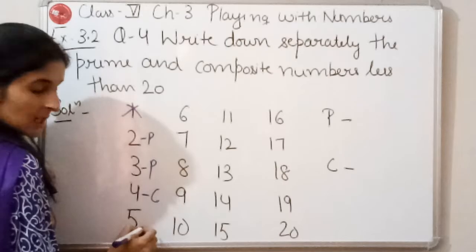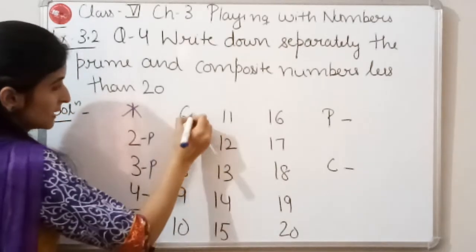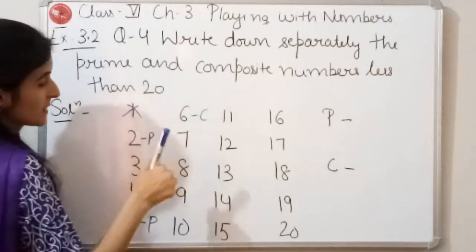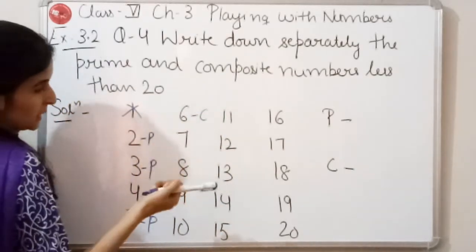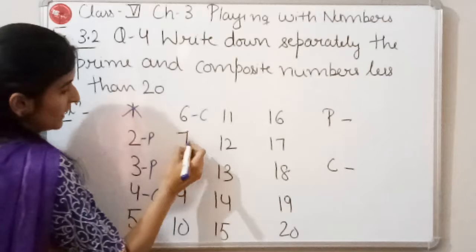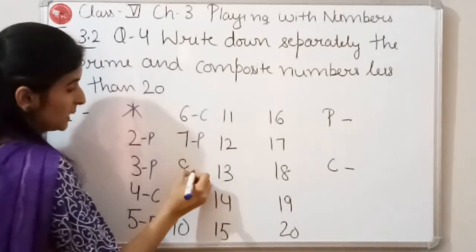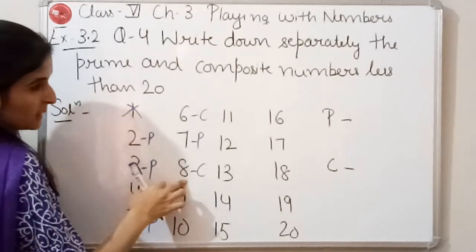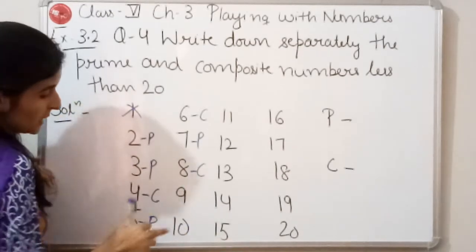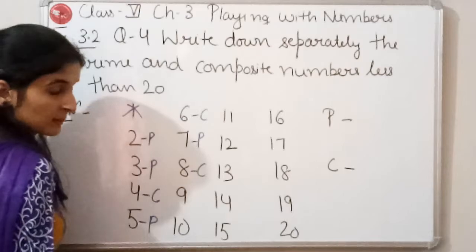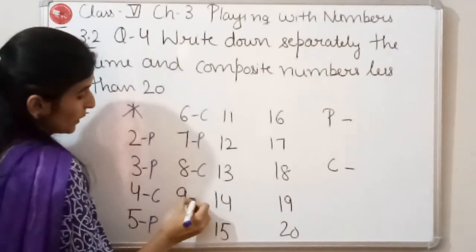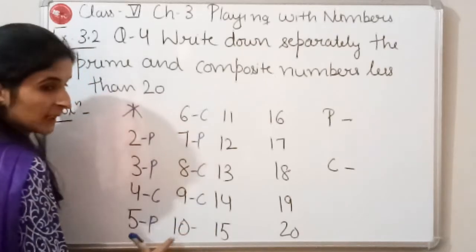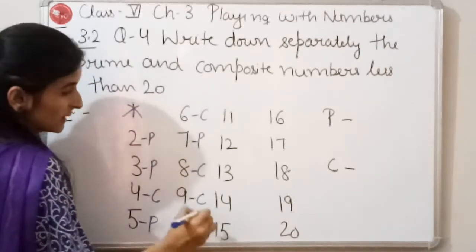5 is again a prime number. 6 is a composite number because it is divisible by 2 and 3 both. Okay. Then 7 is a prime number. 8 is a composite number because it is divisible by 2 and 4. Then 9 is divisible by 3. So it is a composite number. 10 is divisible by 2 and 5. So it is again a composite number.